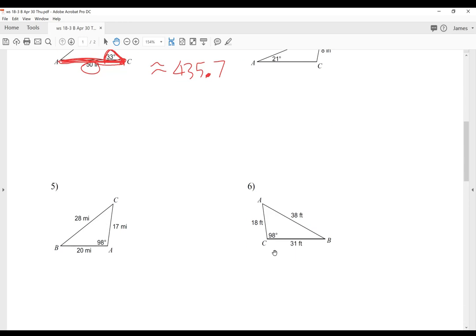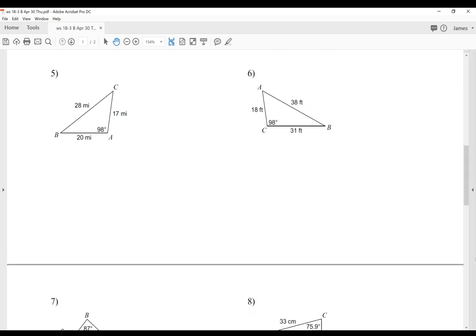Okay, number 5. Again, we need two sides and the angle between them. If I try to use 28 and 17, see how there isn't any angle in between them? So you cannot use the 28. What you must use is the angle 98, which is right here. So you should be using 17 and 20 as the two sides. The formula says it has to be the angle between the two sides that you're using. So area is 1/2 times 20 times 17 times the sine of the angle between them, which is 98.